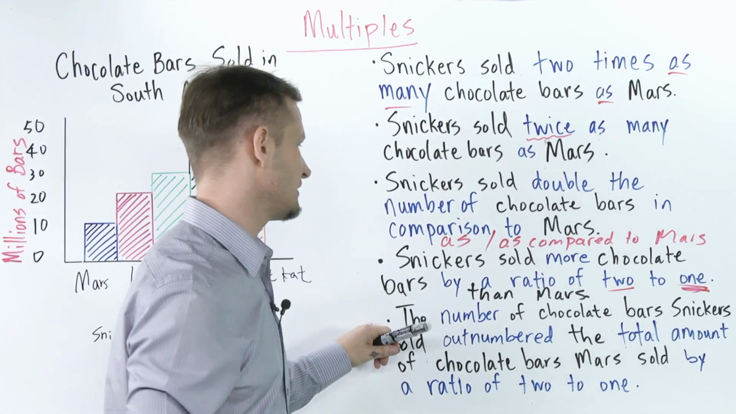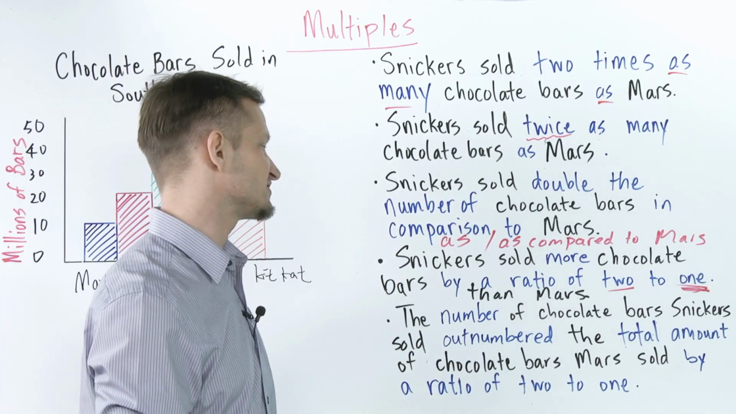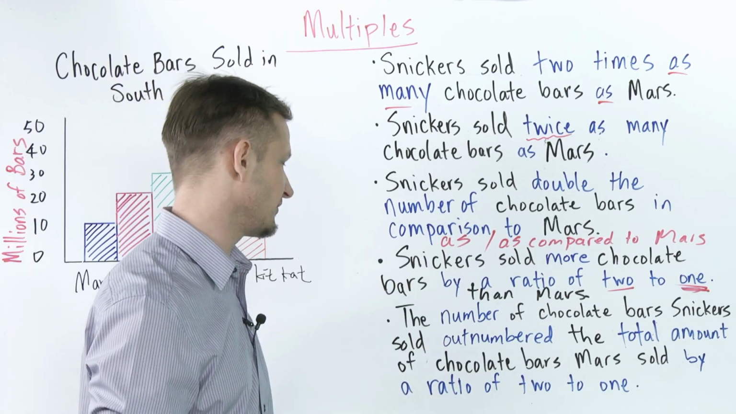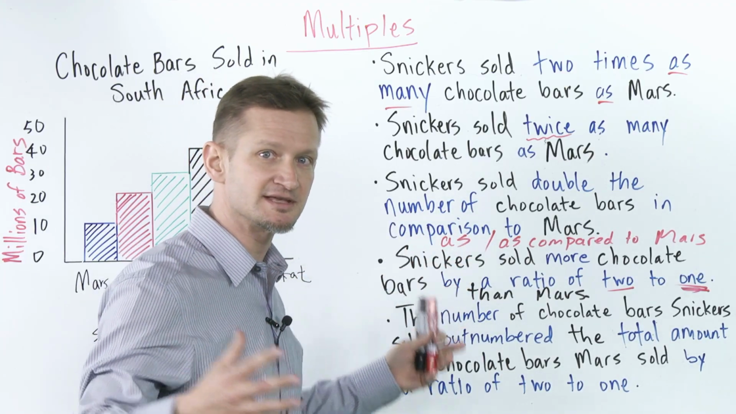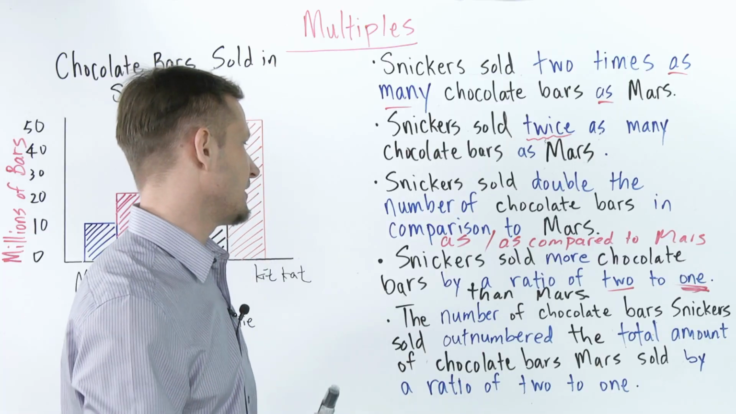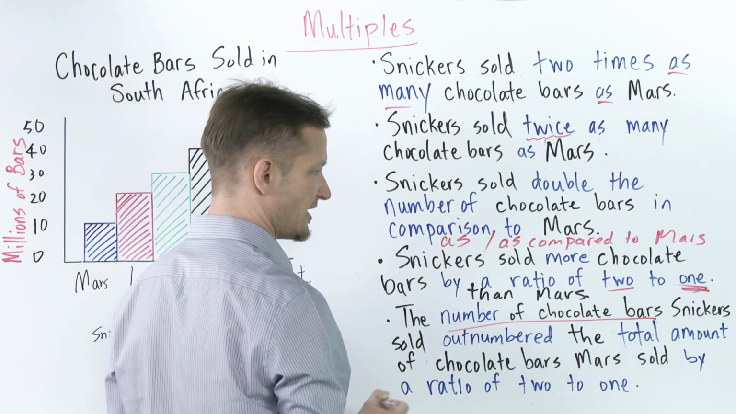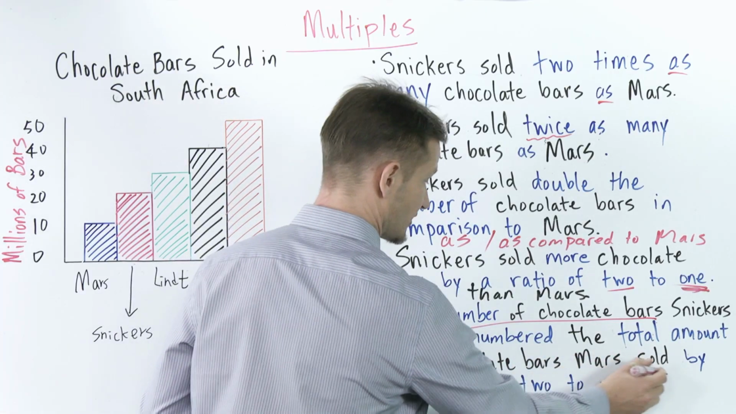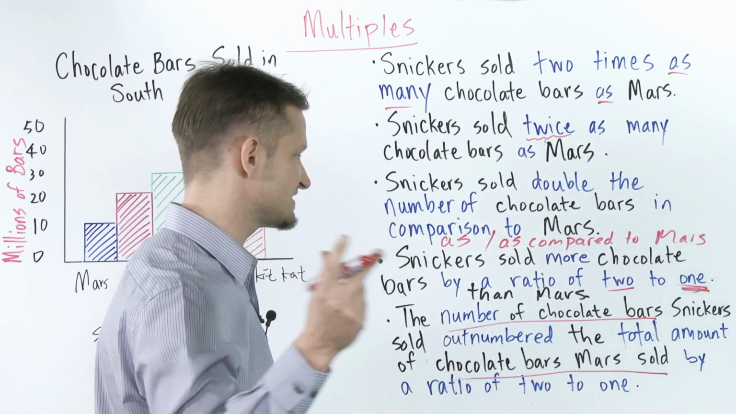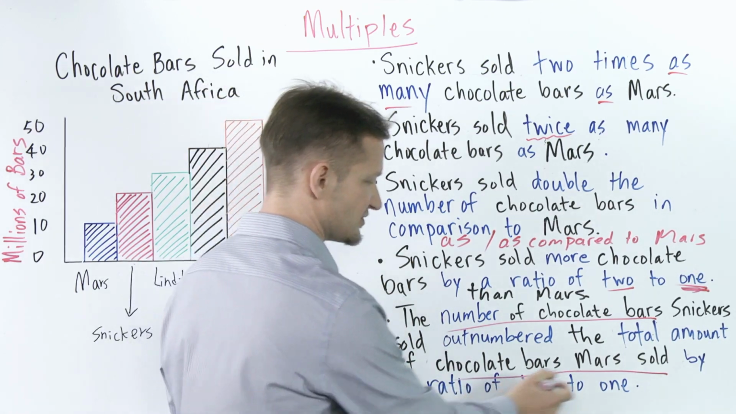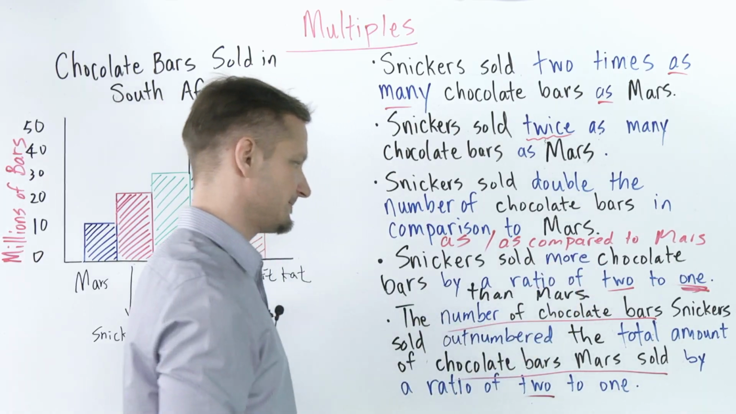Okay, last one. The number of chocolate bars Snickers sold outnumbered the total amount of chocolate bars Mars sold by a ratio of 2 to 1. Now, as you can see already, this is in a longer sentence. It's a more elaborate sentence. So you have to say the number of chocolate bars Snickers sold, and you have to say chocolate bars Mars sold. You have to say that twice. And again, by a ratio of 2 to 1. Now here you can say 3 to 1, 5 to 1, 6 to 1, the same as up here.